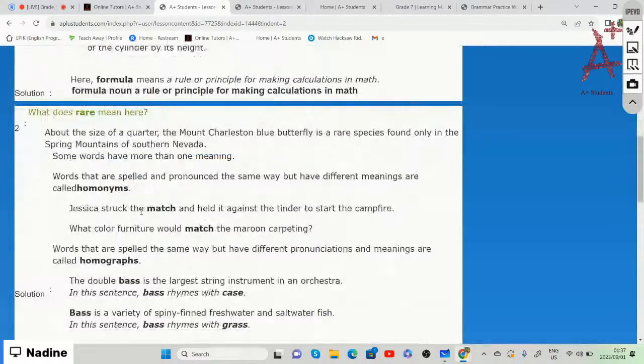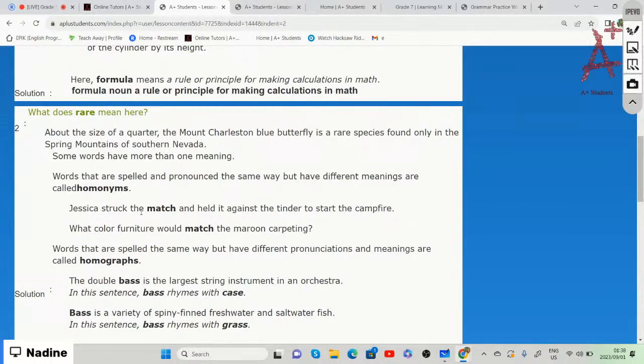And then we have ray. About the size of a quarter. The Mount Charleston blue butterfly is a rare species found only in the Spring Mountains of southern Nevada. Some words have more than one meaning.